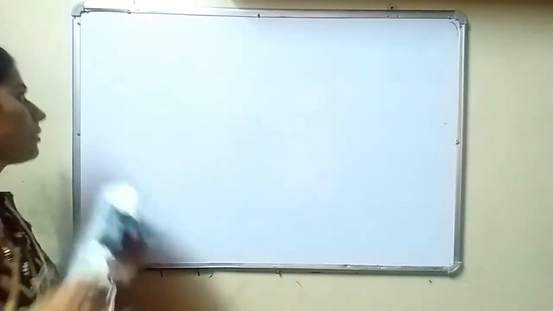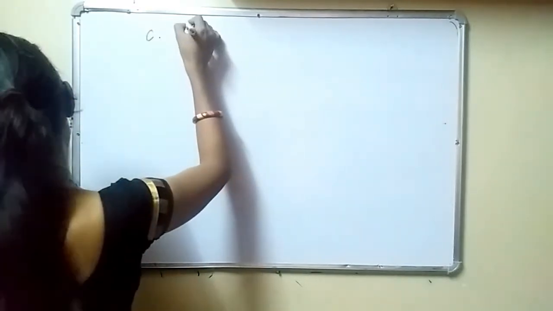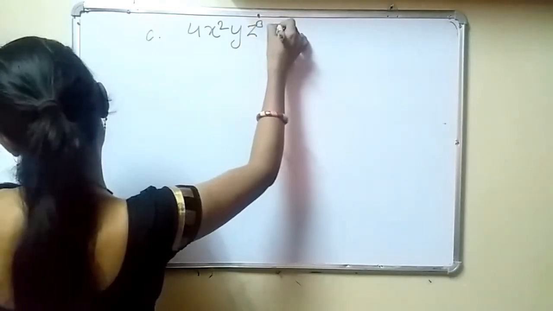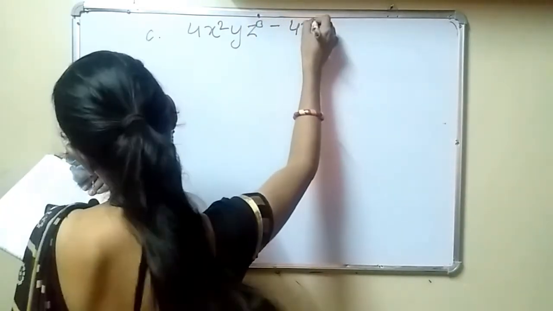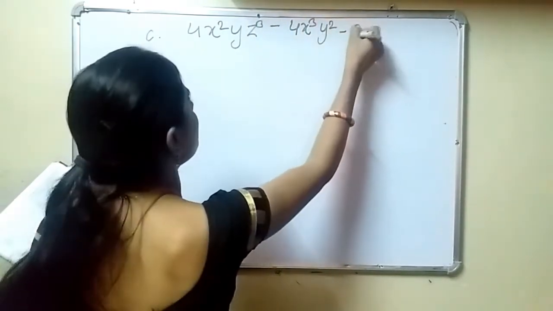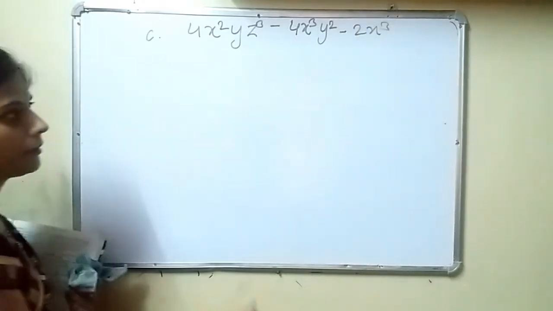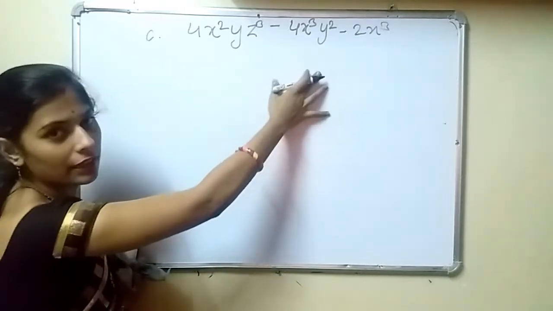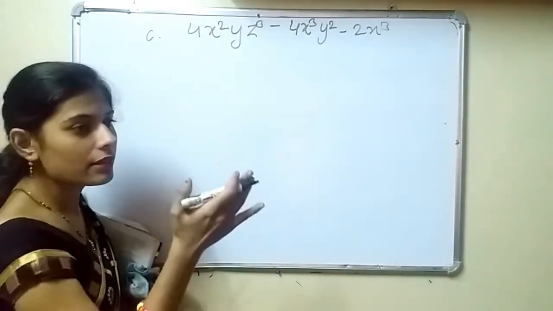Now see question number C. 4x square y z cube minus 4x cube y square minus 2x cube. Now here 3 variables are given here, 2 variables are given here. Now see which has the highest power.